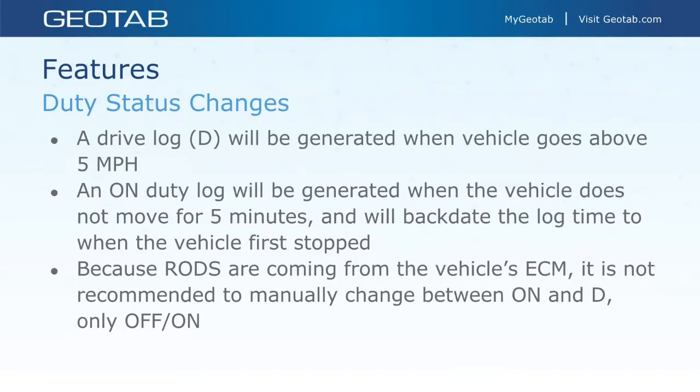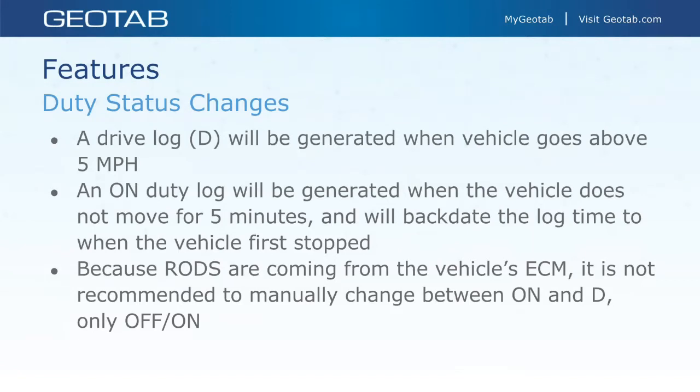Now a drive log will be generated when the vehicle goes above 5 miles per hour. There's nothing that the driver has to do. They don't have to reach out and they don't have to push the drive button, and as a matter of fact, they shouldn't. When the vehicle hits 5 miles an hour, it puts them on drive. An on-duty log, so it'll move them back from drive to on, will be generated when the vehicle does not move for 5 minutes.